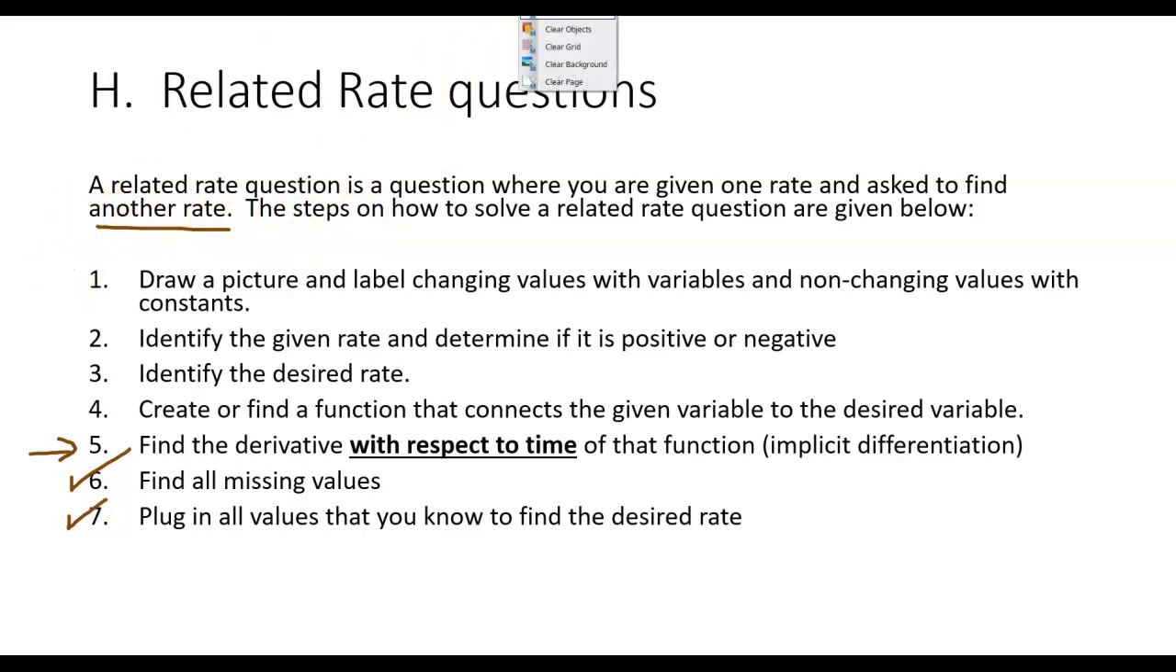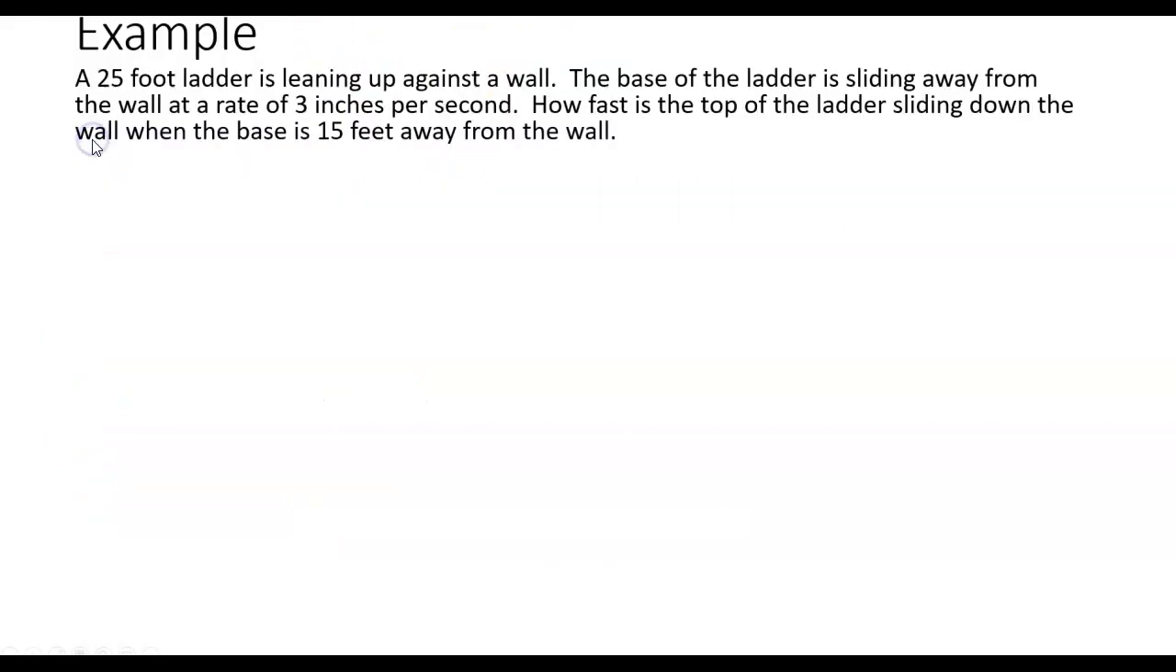So there's our steps. Draw a picture, know what rate you're given and what rate you're trying to find, and make a formula that connects them. Find the derivative of that formula and plug in everything you have so you can find the one thing you don't. And that's how you solve a related rate question.